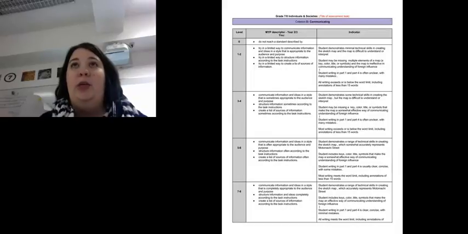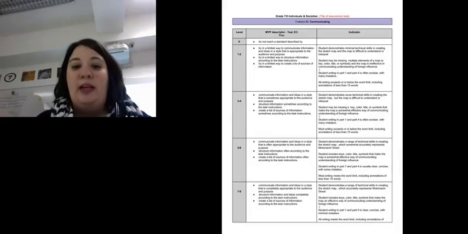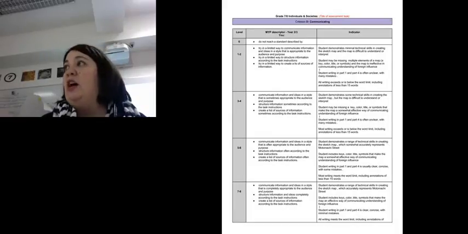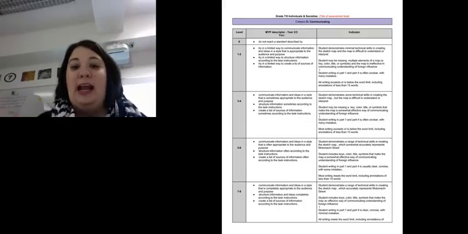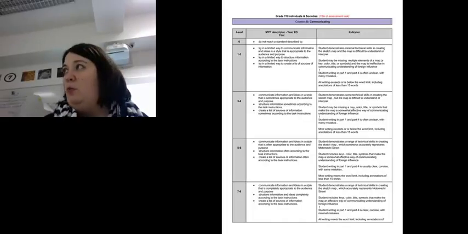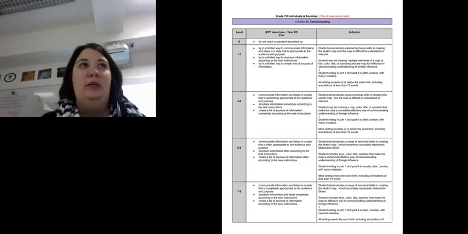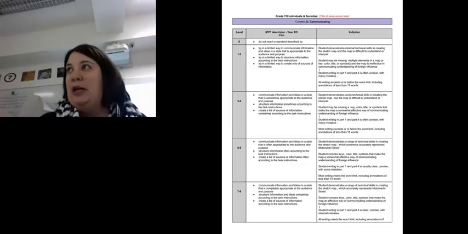Criteria D is communicating. Students demonstrate a range of technical skills in creating the sketch map, which accurately represents Motomachi Street. So that's obviously your sketch map. You've done a good job on that one. And it accurately represents Motomachi Street. So if I went to Motomachi Street with that, it would match up.